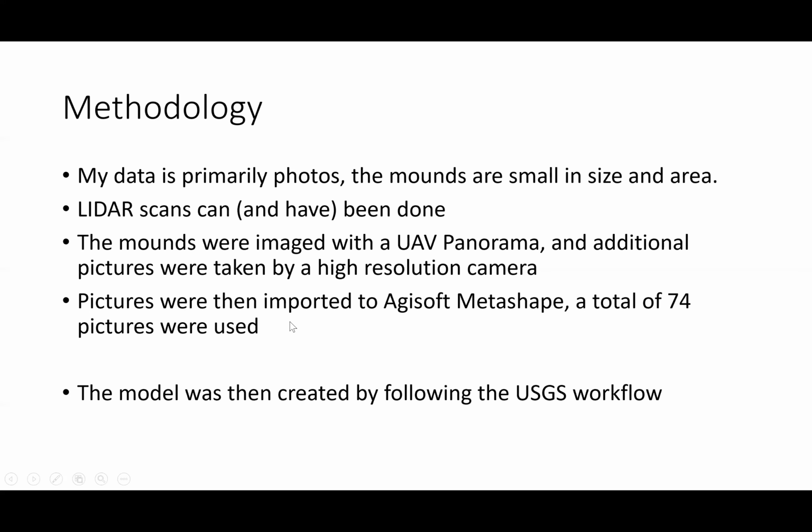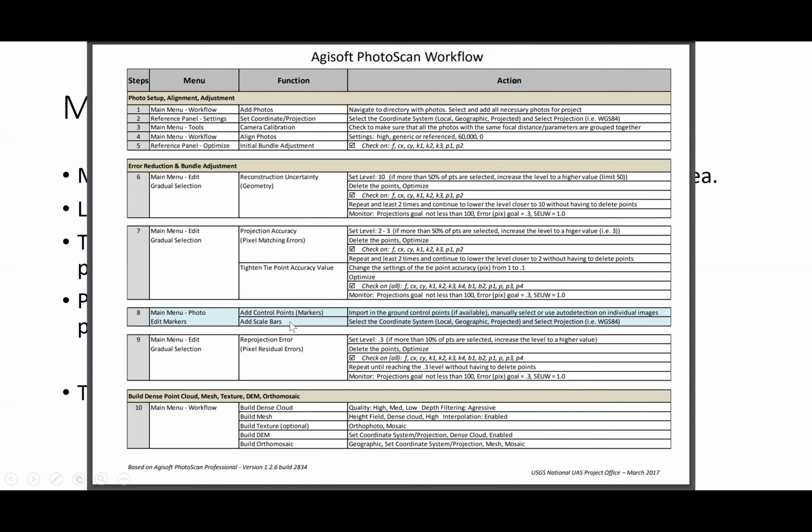And if you're not familiar with it, here it is. It's a 10-step program that says, here's how you make it. After aligning all the photos and everything, the big parts are in step 10, where you build the dense cloud, you build a mesh, you build a texture. I didn't build a DEM or Ortho mosaic because I didn't really need it. This thing is not that large in scope, so I just built the texture. But you could build a DEM and Ortho mosaic if needed.